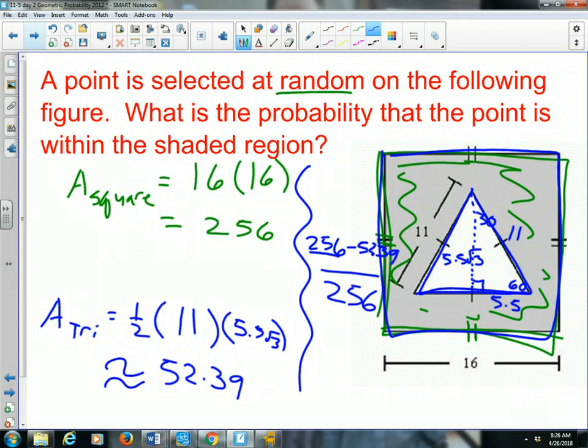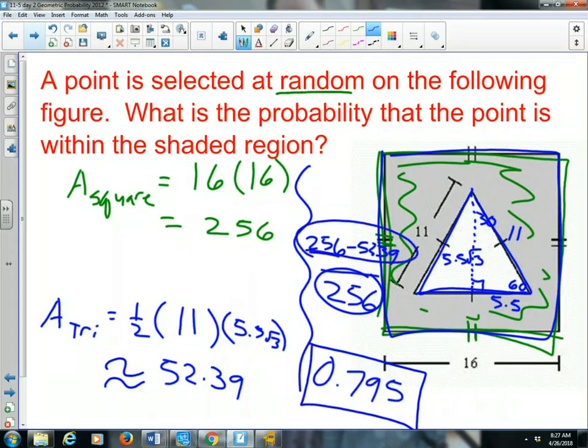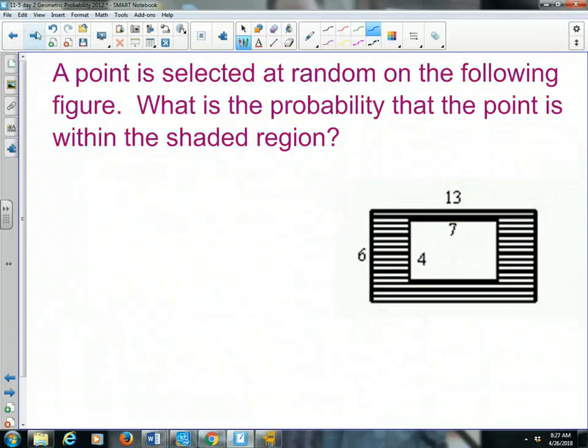So when you subtract these two, then you get roughly... finding in my notes here, 256 minus 52.39, and then divide it by the total region, 256, you get roughly 0.795. 0.795 is our probability.